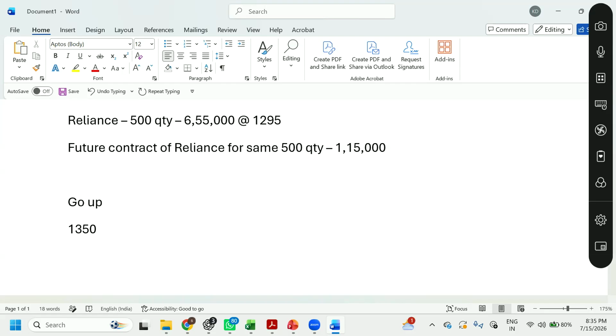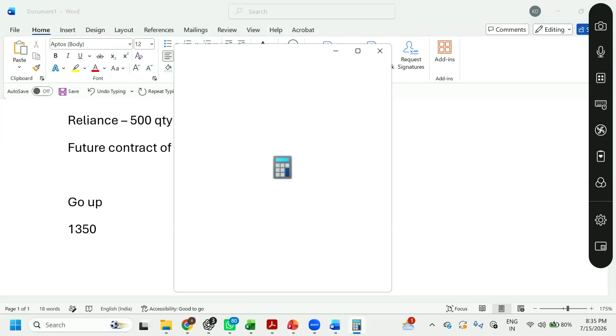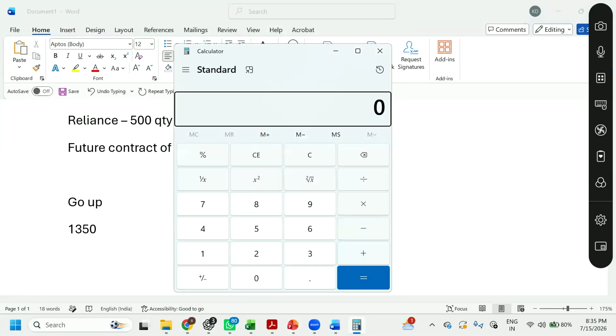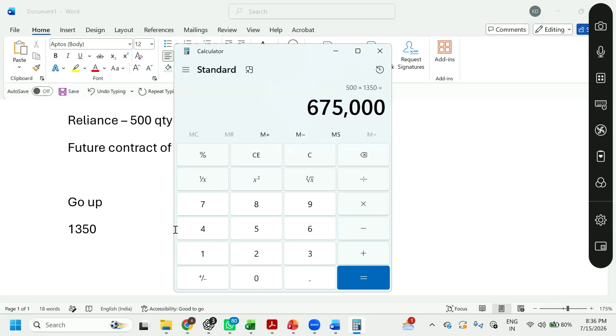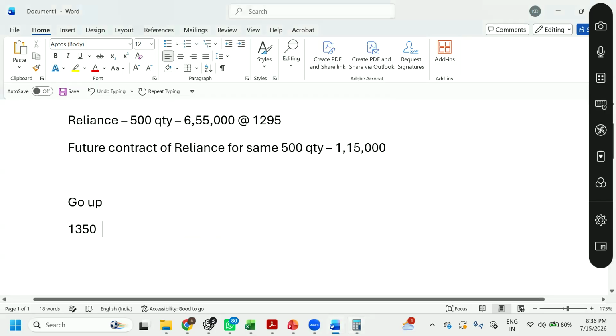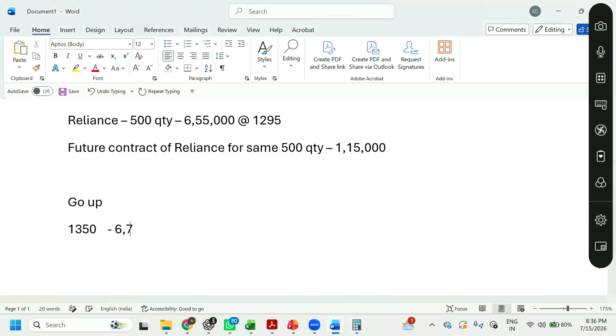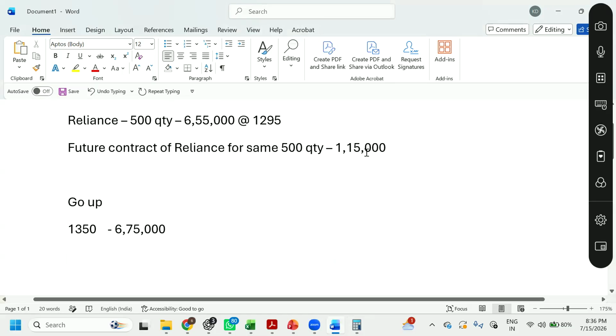In this case, I'm inclined to purchase the Reliance. I'm willing to purchase the Reliance. Today, I'm actually paying 6,55,000 for my 500 Reliance quantity. So what will be my price in the month of August for 500 quantity if I have to purchase? 1350 into 500. Right? 6,75,000. Agree, guys? That's it. Okay. Now, what is going to happen for the future contract of Reliance?